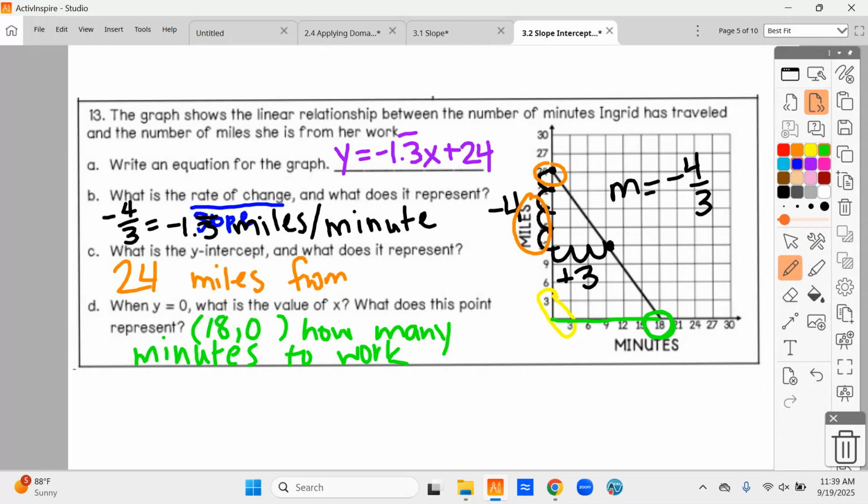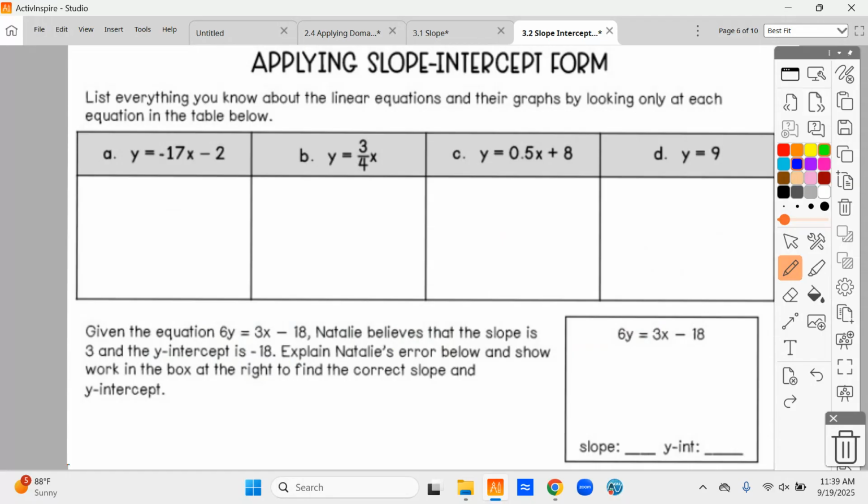Going on to the next page. We're going to apply slope-intercept form, but first let's do a quick review. So my slope is my coefficient. Now, when I look at D, I don't see a coefficient. We'll talk about that in a second. And my y-intercept is my constant. Now, you'll notice I underlined nothing in B, and that's because I can assume adding 0 doesn't change the value, so my y-intercept would be 0.